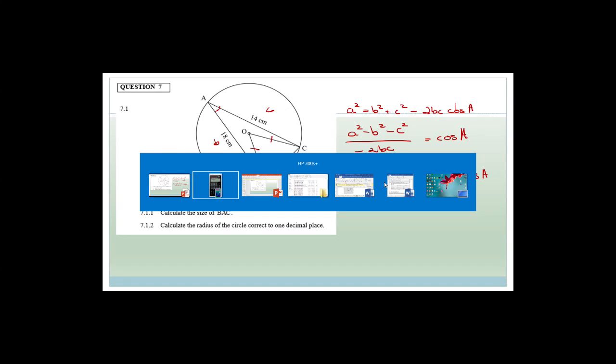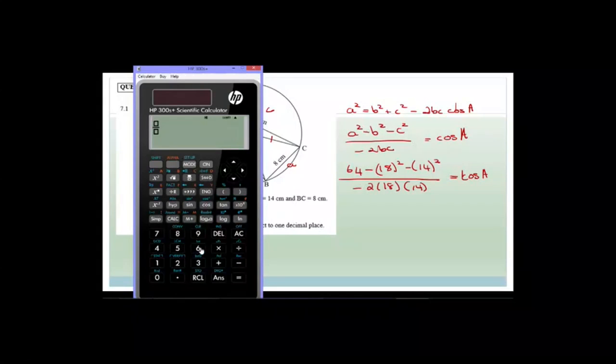So it's going to be a fraction, and it's going to be 64 minus 18 squared minus 14 squared all over minus 2 times 18 times 14, equals 19 over 21.